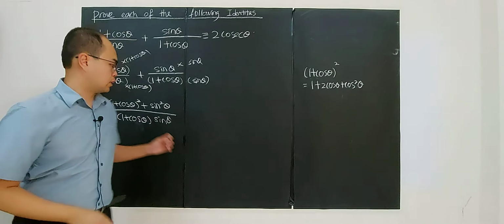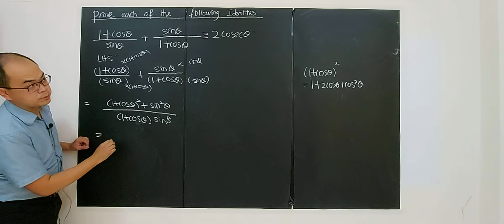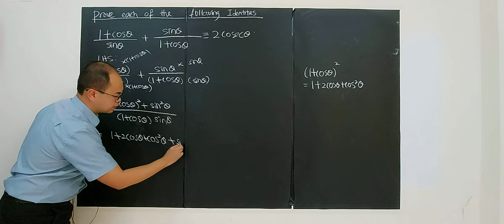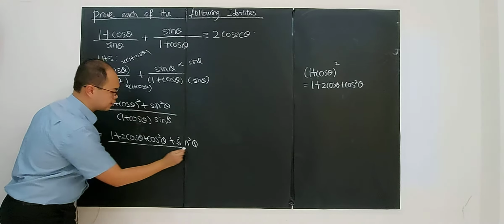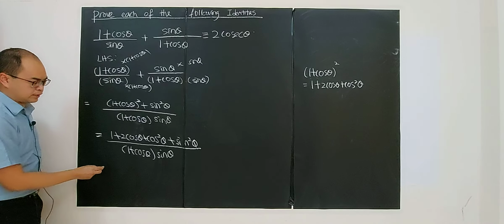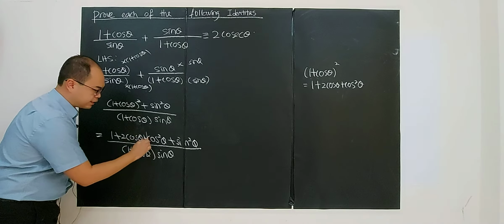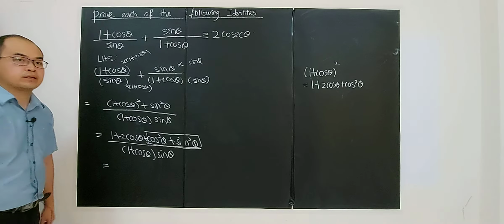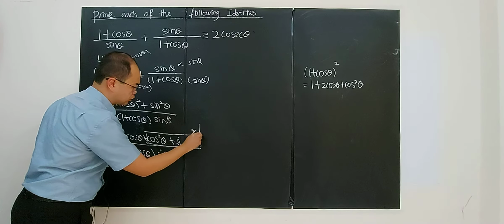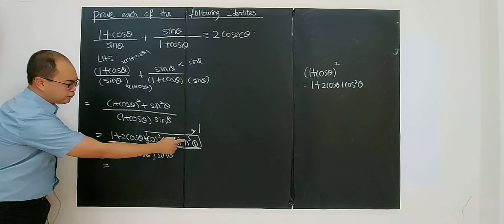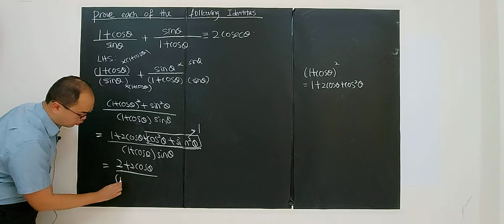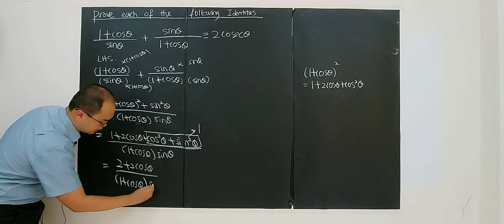Then putting it back into the expression, I get 1 plus 2 cos theta plus cos square theta plus sine square theta, and then divided by 1 plus cos theta sine theta. Then you look at this, there is something here: a cos square and a sine square. You should know that cos square plus sine square is actually 1. So 1 plus 1 is 2, plus 2 cos theta over 1 plus cos theta sine theta.